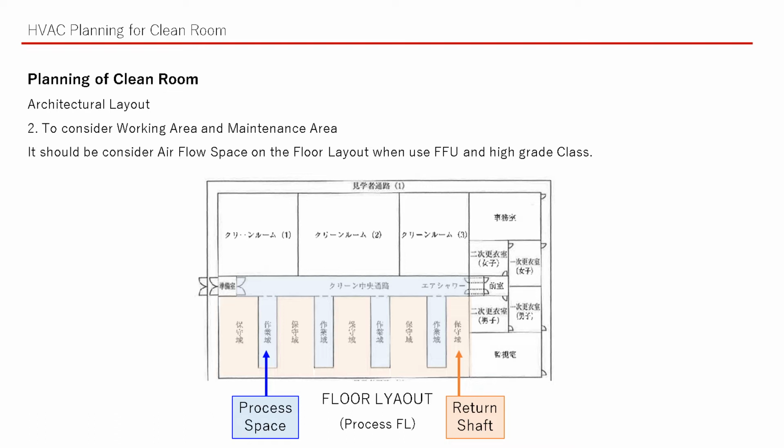Let's see the layout plan. There is process space and return shaft space. Blue color area is clean. Other area is non-control.